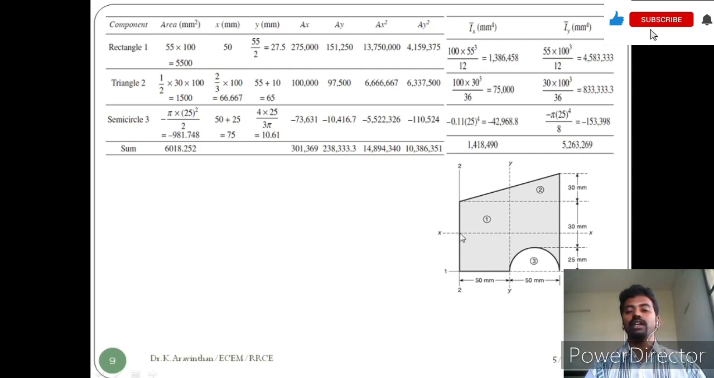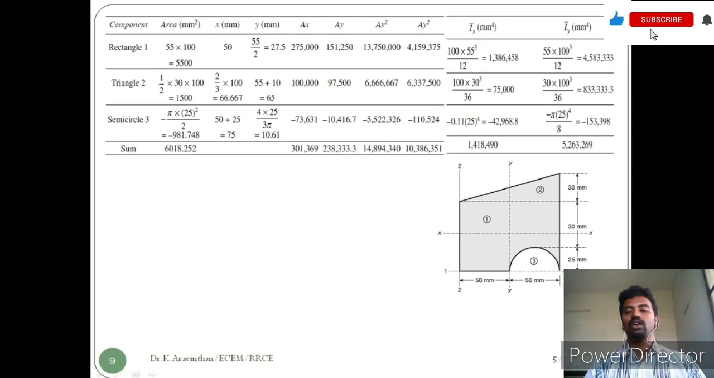From the reference plane, the first component has a total distance of 100, so 100 by 2 is 50. That is why the x distance is taken as 50 for the first component. The second component is a right angle triangle. The centroid will act at 2/3 of its base. The base is 100, so 2/3 of 100. Note that the 2/3 always comes from the zero point of the right angle triangle, and from the maximum point it will be at 1/3 of the breadth.